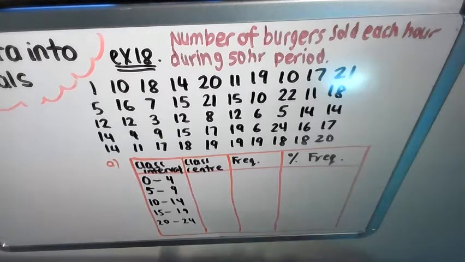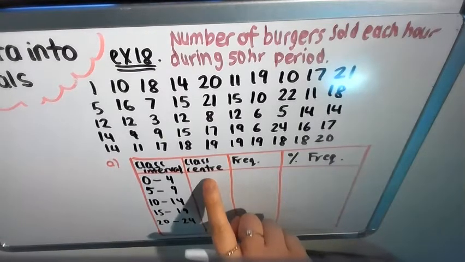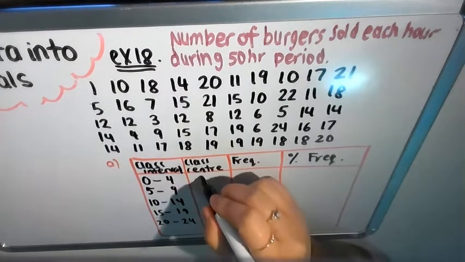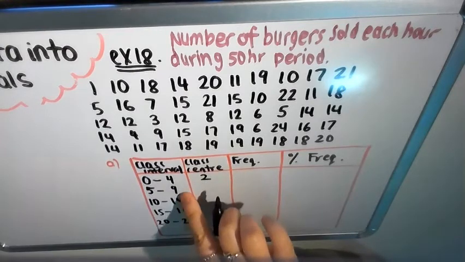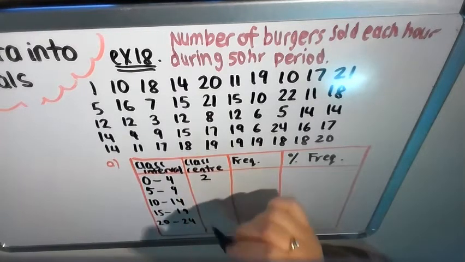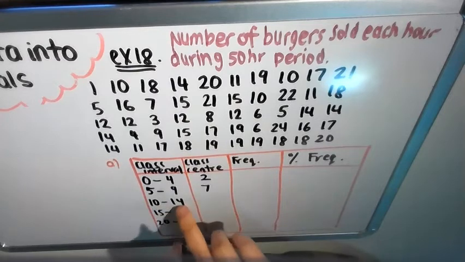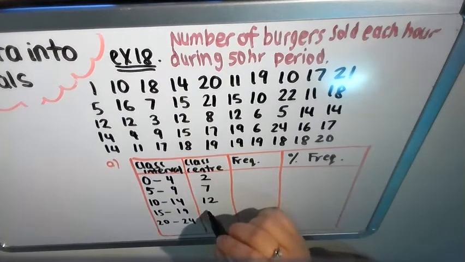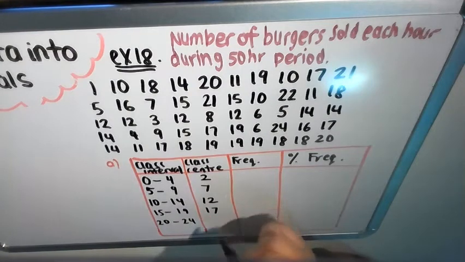Now the class center, remember we find the class center by adding the 2 ends and dividing by 2. So 0 plus 4 is 4, 4 divided by 2 is 2. 5 plus 9 is 14, 14 divided by 2 is 7. Then 24 divided by 2 is 12, then that will be 17, and that will be 22.